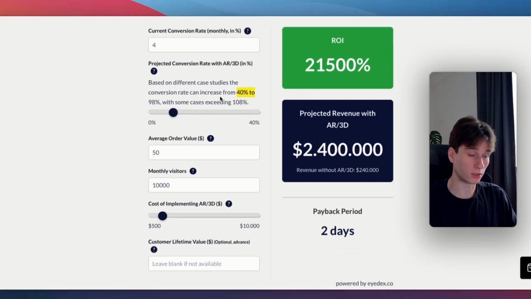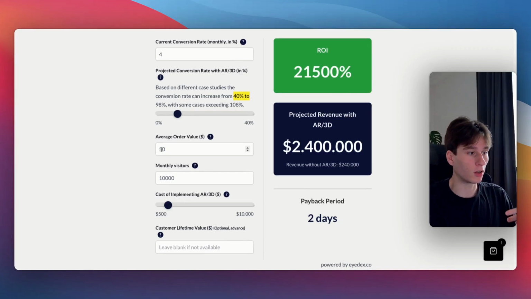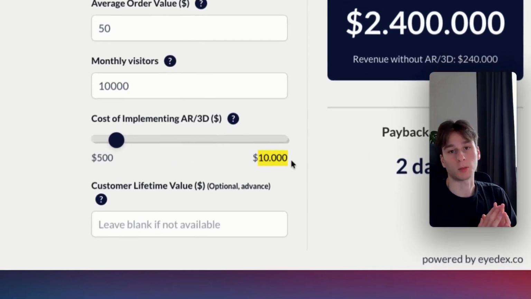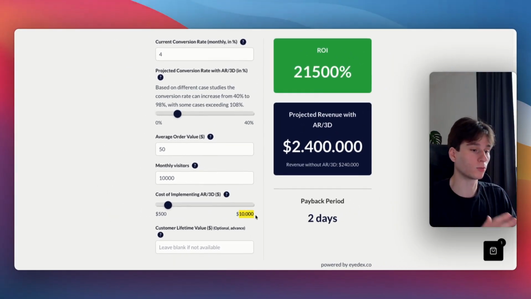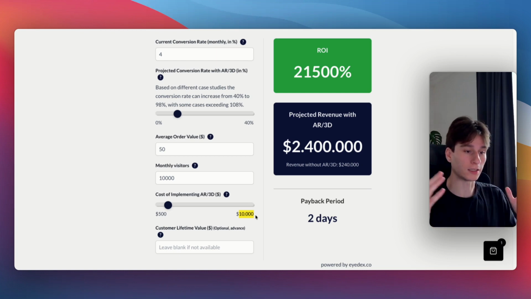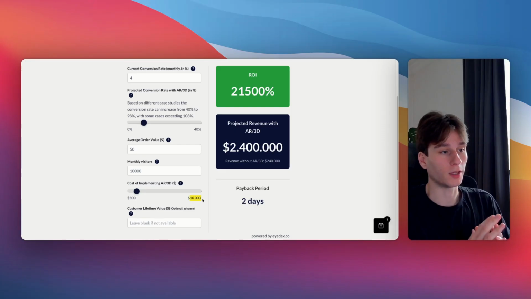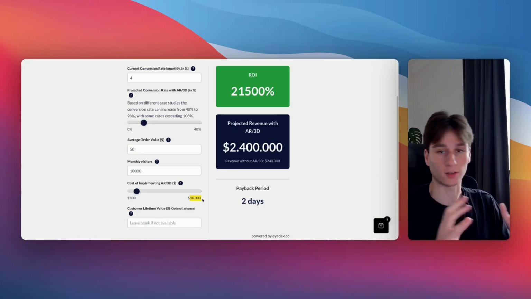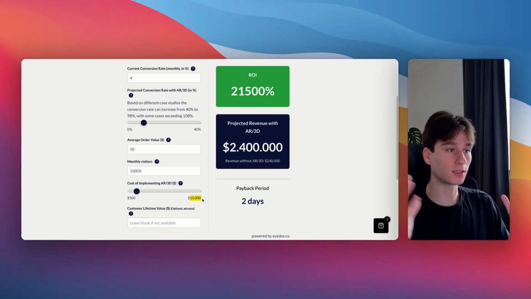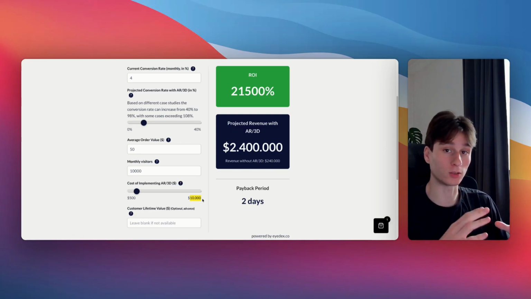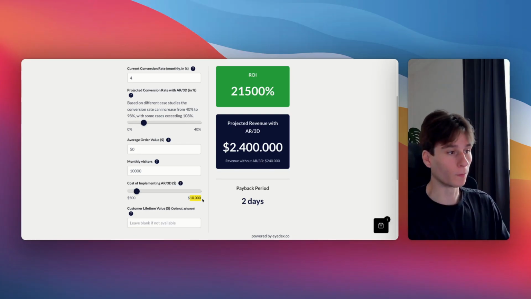Let's say your average order value is $50 and your monthly visitors are 10,000, and the cost of implementing a 3D configurator is 10,000, maybe custom or not custom, so you're paying for software, and this is yearly. Maybe you don't believe this, and of course if you don't believe it, you can test it yourself, put in your numbers and see how it performs. There is a link below, but here it is.